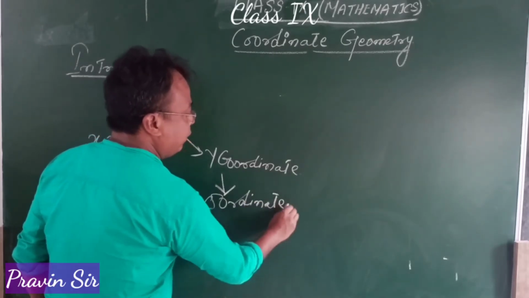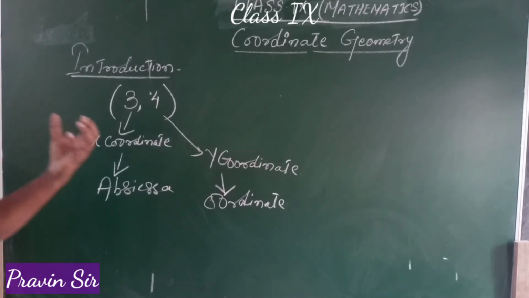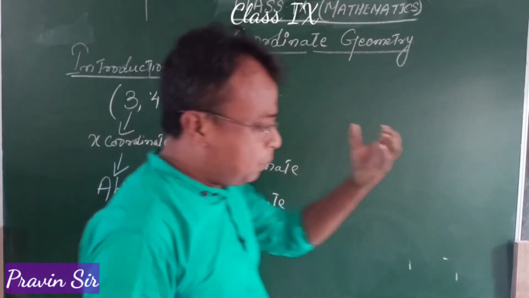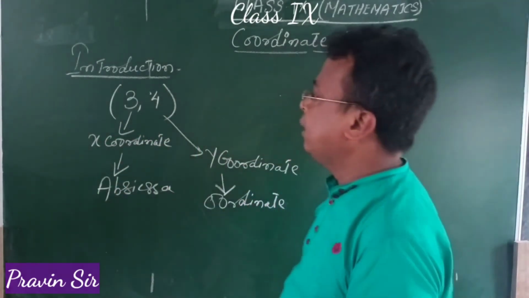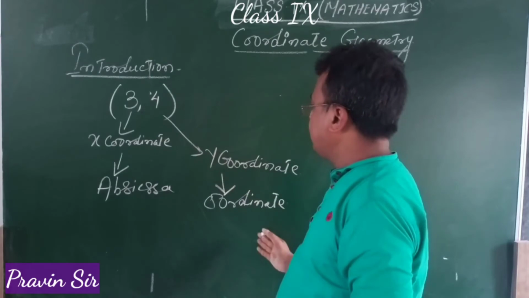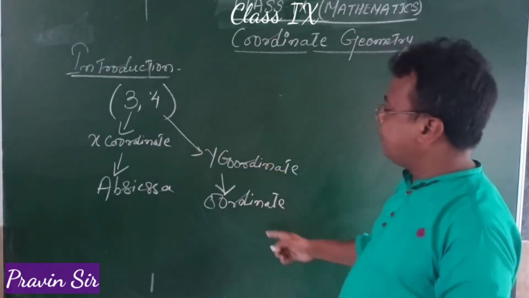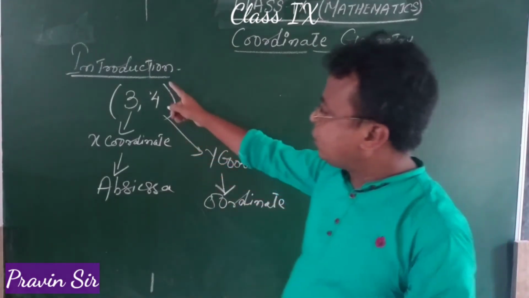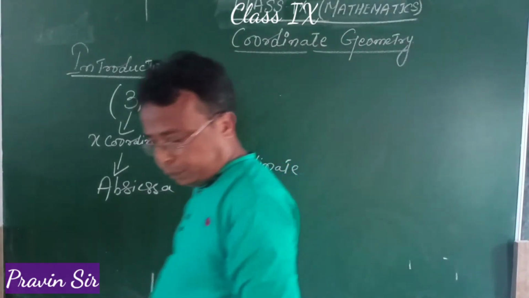Not coordinate, ordinate. Okay? So the coordinates will be represented like this, under a bracket. The first one is the X coordinate, and the second one is the Y coordinate. The Y coordinate's other name is ordinate, and the X coordinate's other name is abscissa.